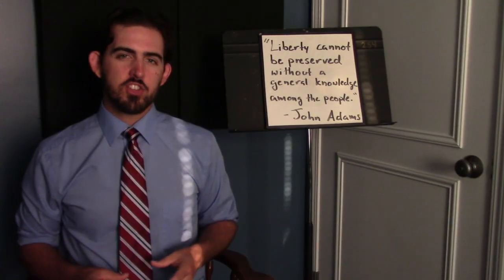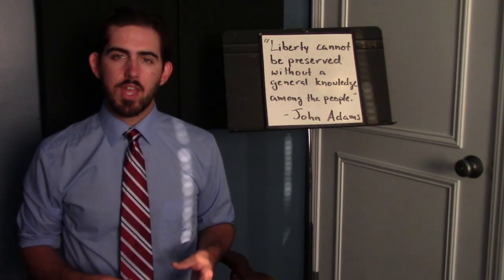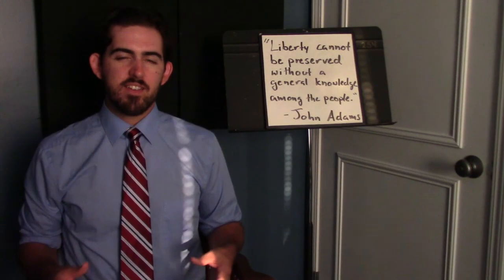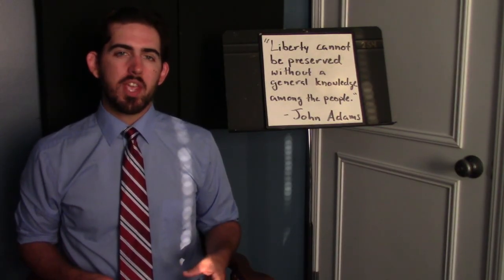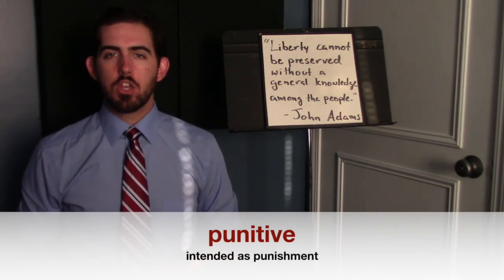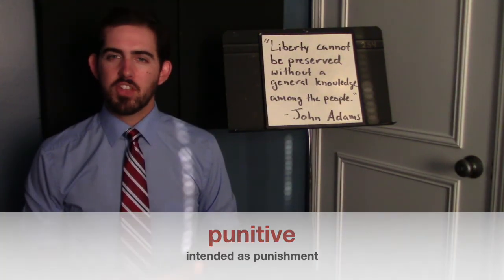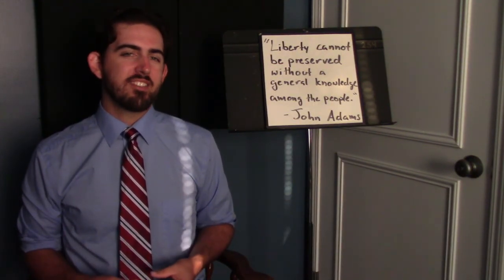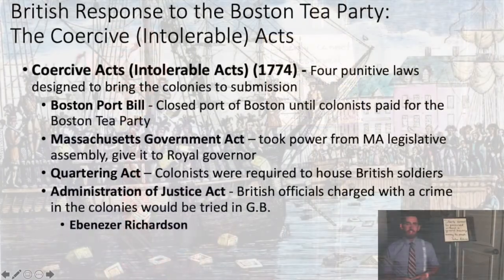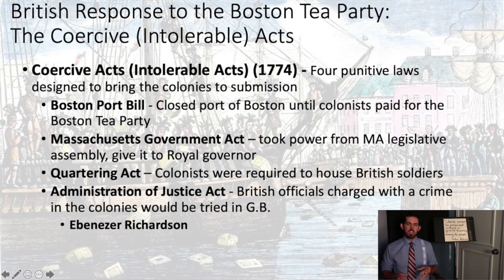The British response to the Boston Tea Party was swift and sweeping. In 1774, they passed a suite of 4 punitive laws known as the Coercive Acts. In the colonies, these became known as the Intolerable Acts. The acts were designed to force the colonies into submission by increasing the British military presence and restricting colonial freedoms. Its 4 parts were as follows.